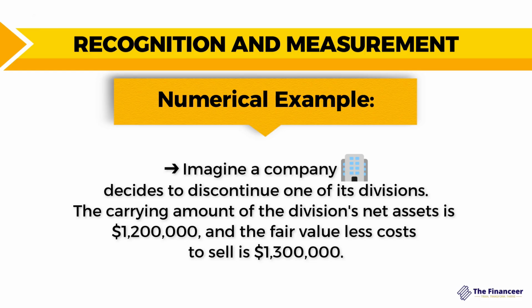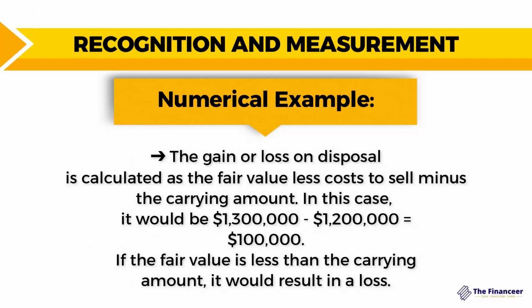The carrying amount of the division's net assets is $1.2 million, and the fair value less cost to sell is $1.3 million. The gain or loss on the disposal is calculated as the fair value less cost to sell minus the carrying amount. So in this case, it would be $1.3 million minus $1.2 million, equal to $100,000. And if the fair value is less than the carrying amount, it would result in a loss in this case.